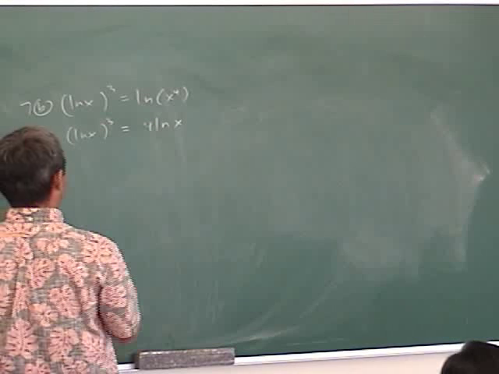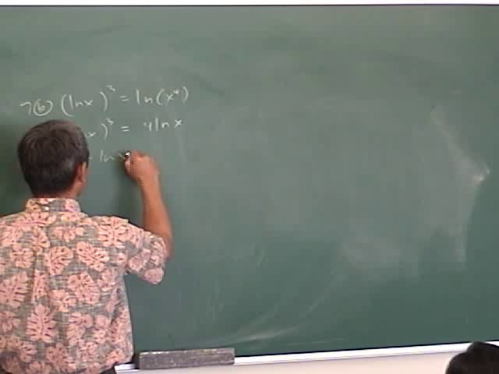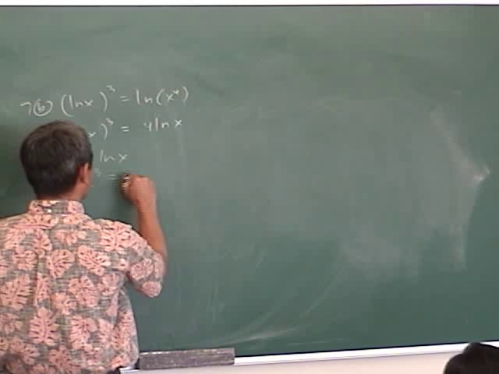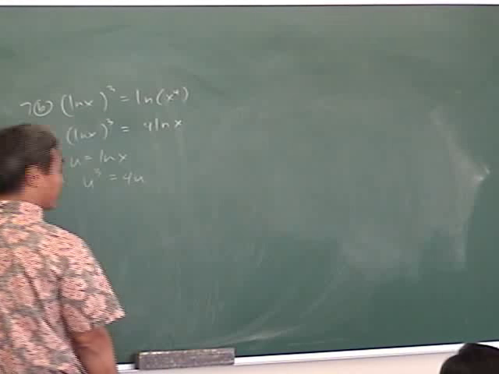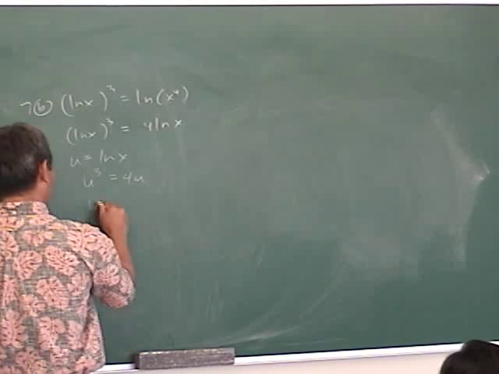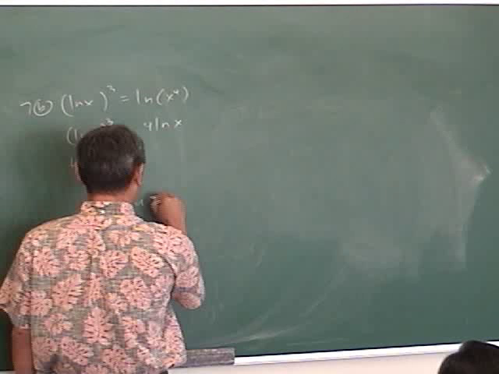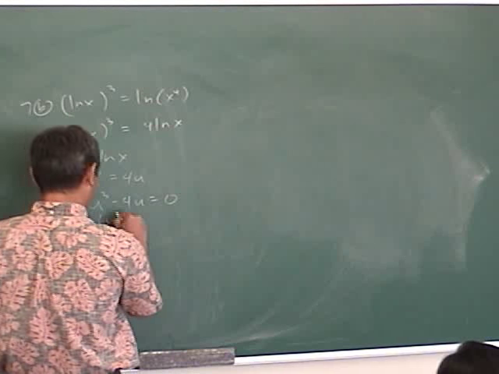And then if you want to make u substitution, u equals ln x. So you get u cubed equals 4u. Divide both sides by u? Don't you dare use solutions that way. If the power is 2 or bigger, you make one side 0 and you factor. And look how nice it comes out.